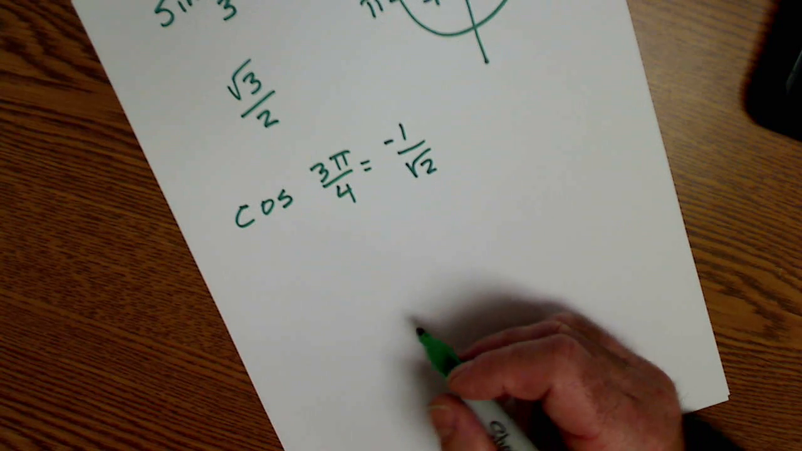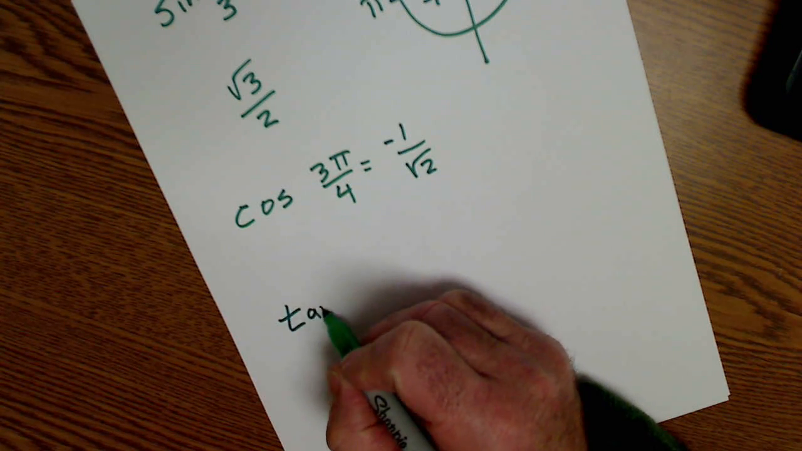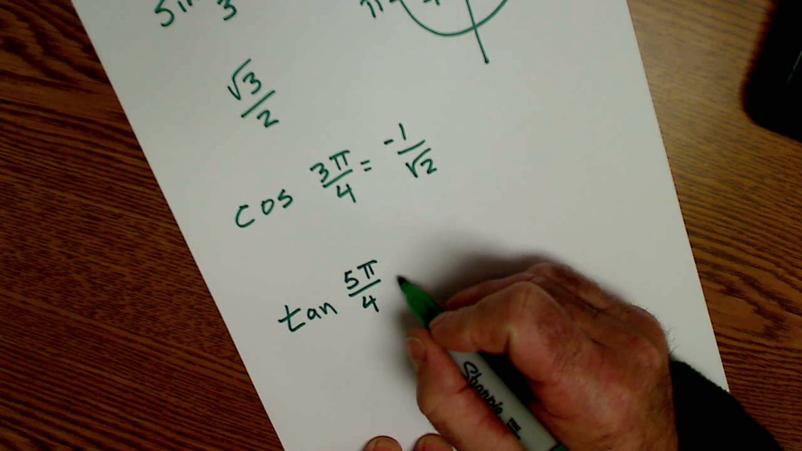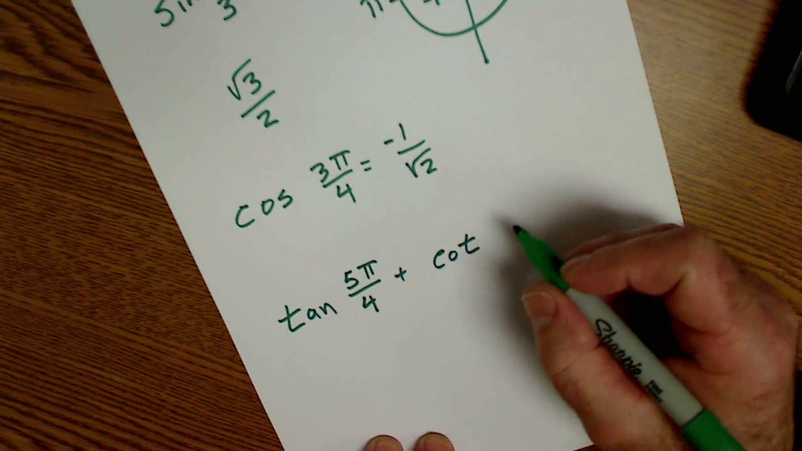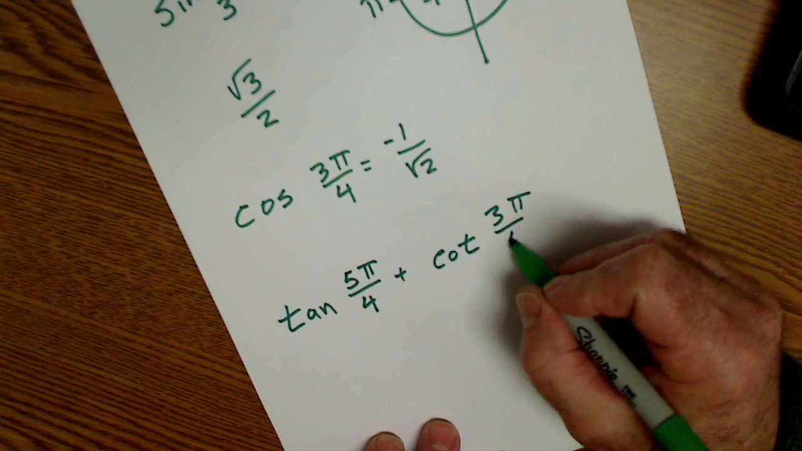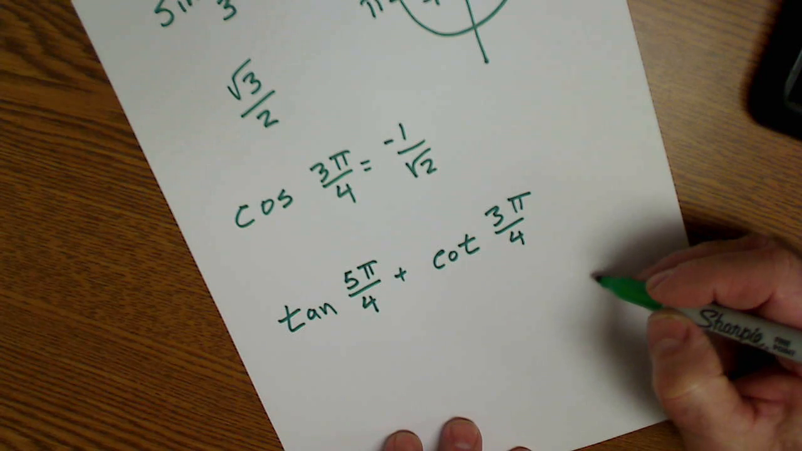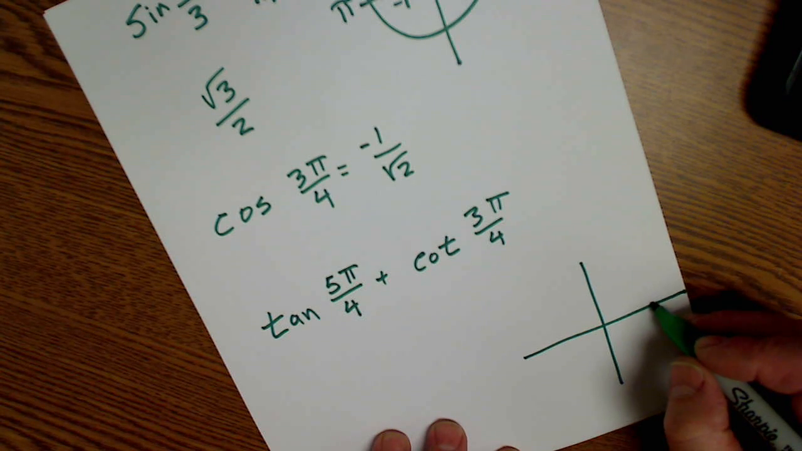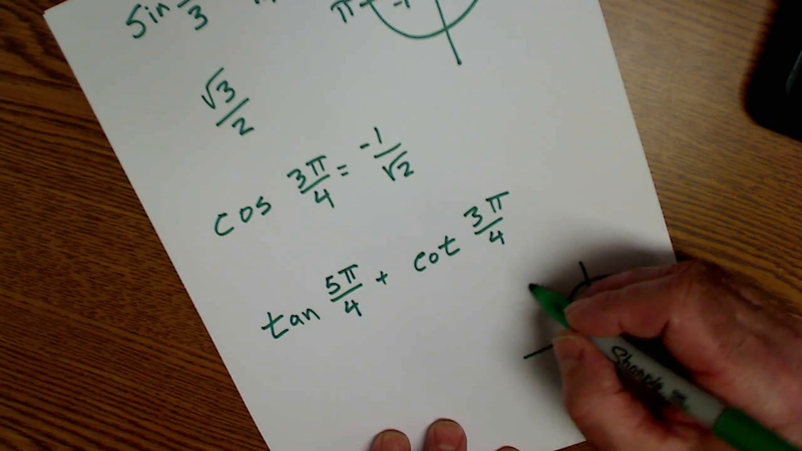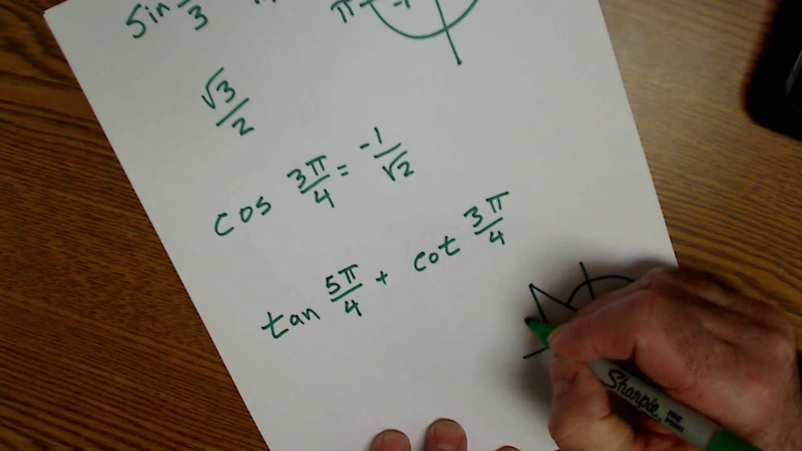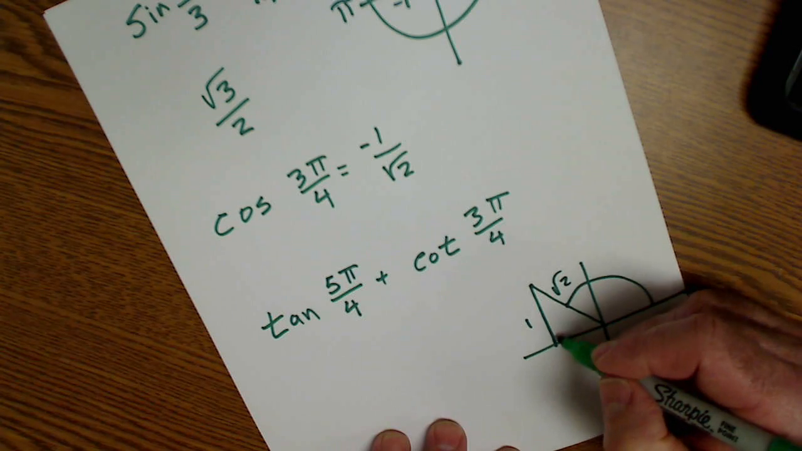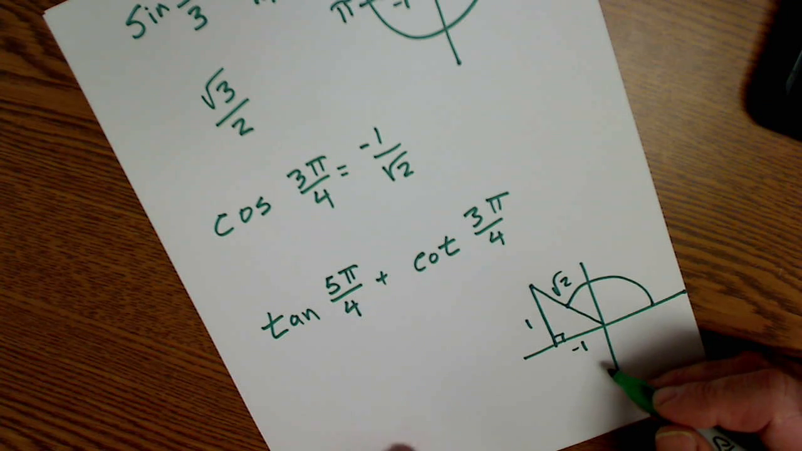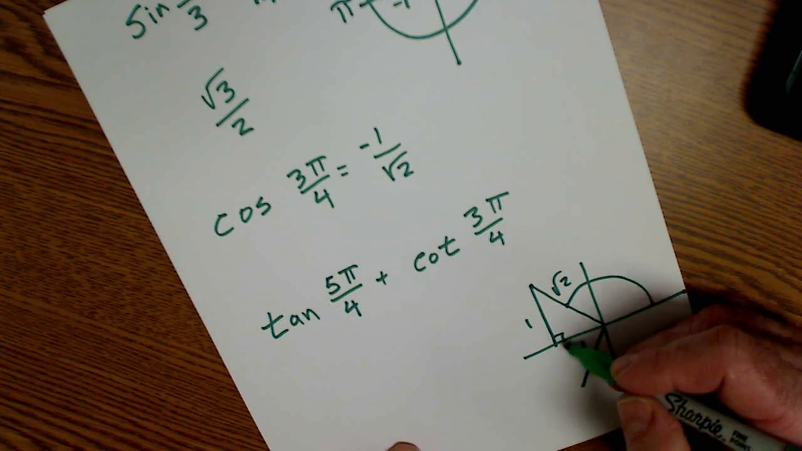Okay, a little more complex one. Let's say I have the tangent of 5 pi over 4 plus the cotangent of 3 pi over 4. These are both quarters, so I know they're going to be 45 references. 3 pi over 4 is 3/4 of the way to pi, so 45 reference. So it's going to be negative 1, 1, root 2. Isosceles right, so these angles are the same, legs opposite are the same. And then 5 pi over 4 is down here with the 45 reference.